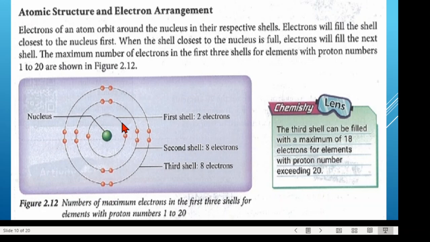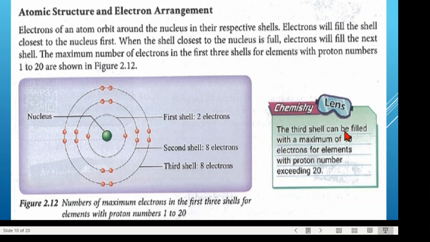Untuk first 3 shells ini, first shell can occupy 2 electrons only. And the second shell 8 electrons. And third shell 8 electrons. Okay? Alright?